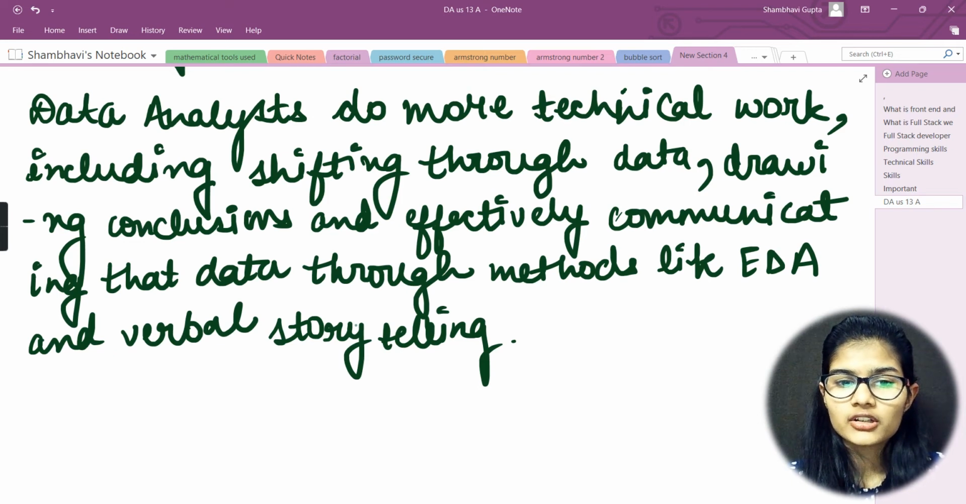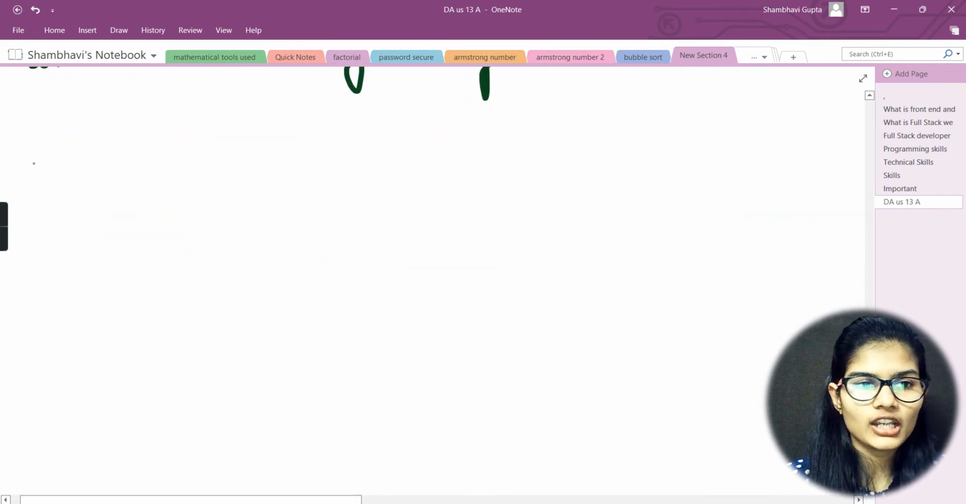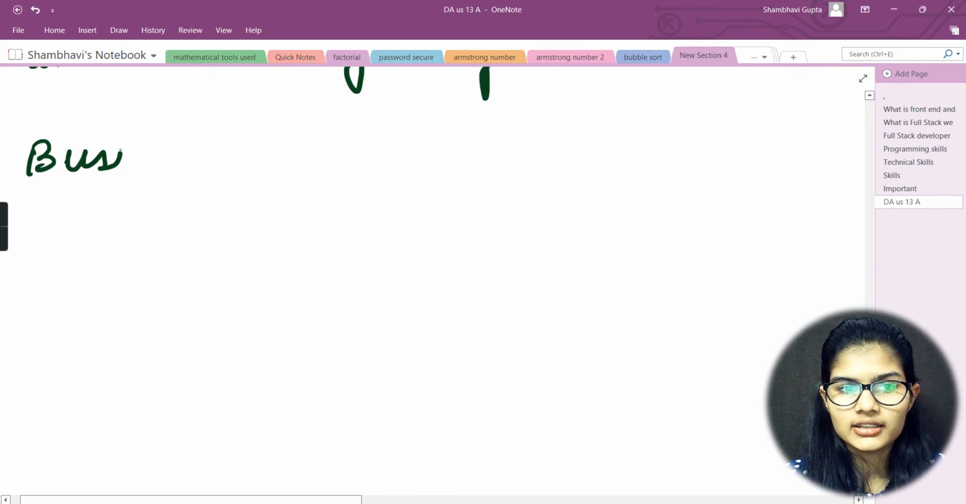And after that, the data analyst is responsible for finding out the trends, finding out the answers to those questions from the data, and making some conclusions. So this is the role of a data analyst, and this is what a data analyst actually does. Now if I get back to the business analyst, what does a business analyst do? Let's talk about that.